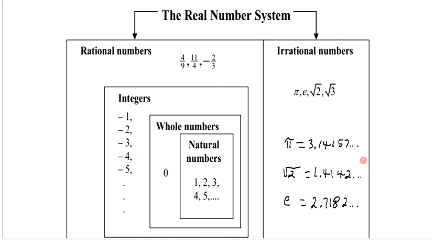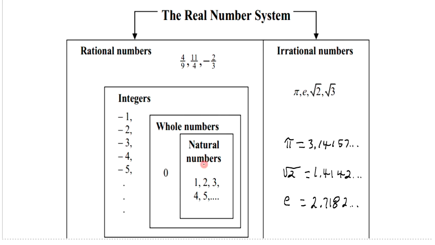Now the rational numbers can be broken down into several additional subsets. The rational numbers are any fraction, positive or negative. The rational numbers are also these integers. So the integers are -1, -2, -3, -4, and so on. And all these integers are also rational numbers. But included in this set of integers is a subset called the whole numbers. Now what are the whole numbers? The whole numbers include 0 and 1, 2, 3, 4, 5, and so on.